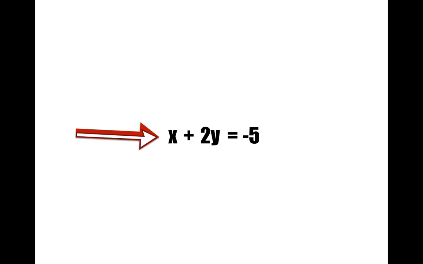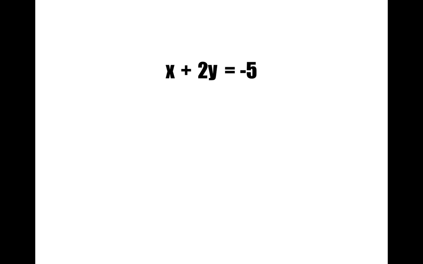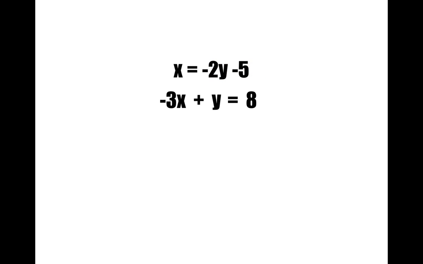I'm going to ignore my other equation for now. I'll come back to it later. I want to just focus on this one and isolate x. I want to find the value of x. So my first step algebraically would be to subtract 2y, and whatever I do to one side of the equation I must do to the other. That eliminates my 2y on the left side, and it gives me negative 2y minus 5 on the right. So I'm cleaning up my equation now, and I have my value for x, which is negative 2y minus 5.